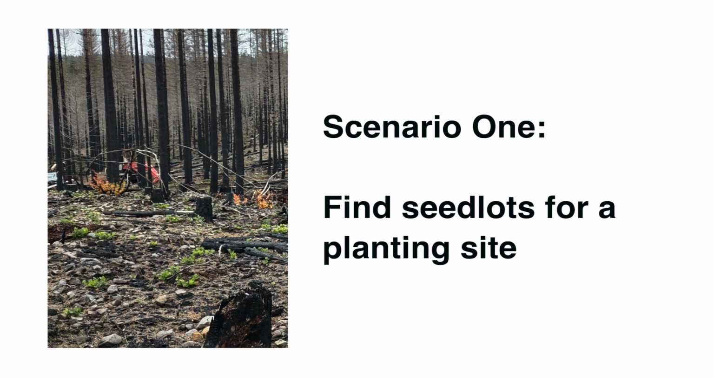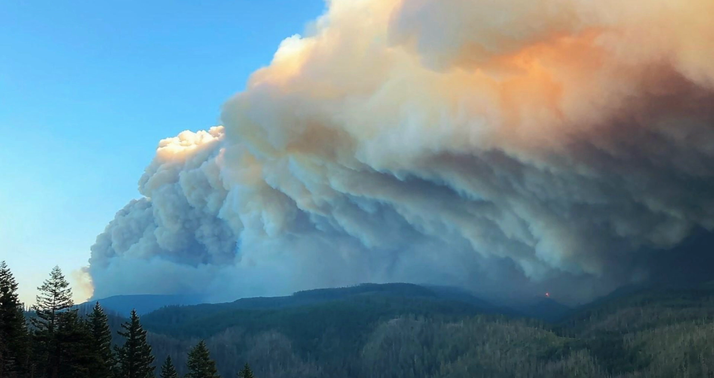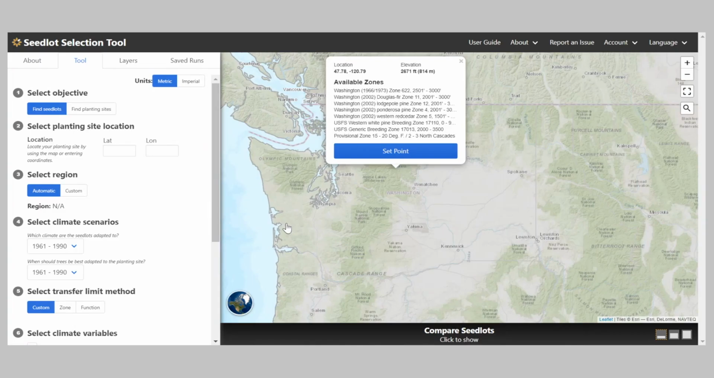So let's walk through the first example, which is to find seed lots for a planting site. In this scenario, I'm using a real-world example that's in the guidebook. We'll be finding seed lots to replant an area outside of Estacada, Oregon, which was burned in the Riverside Fire in 2020. So first, I'm going to check the box in step 1 that says find seed lots.